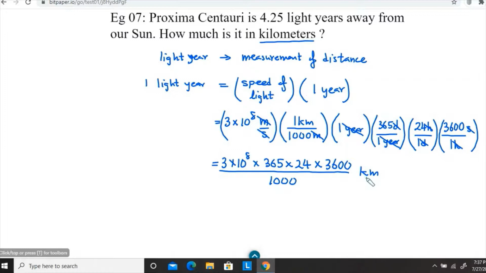We need the answer in kilometers. So if you simplify this, you can put this in scientific notation, and then you should get 4.02 times 10 to the power 13 kilometers. So 4.25 light years is equal to 4.02 times 10 to the power 13 kilometers.